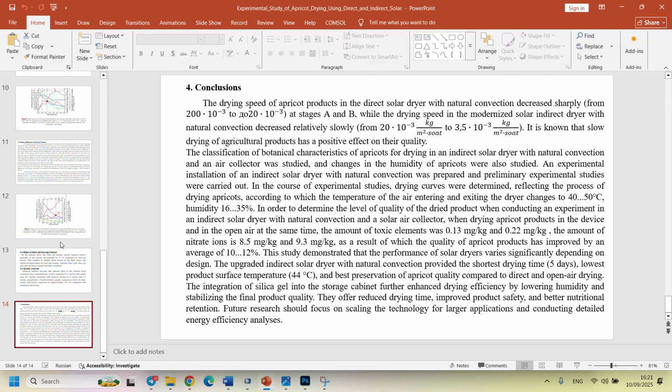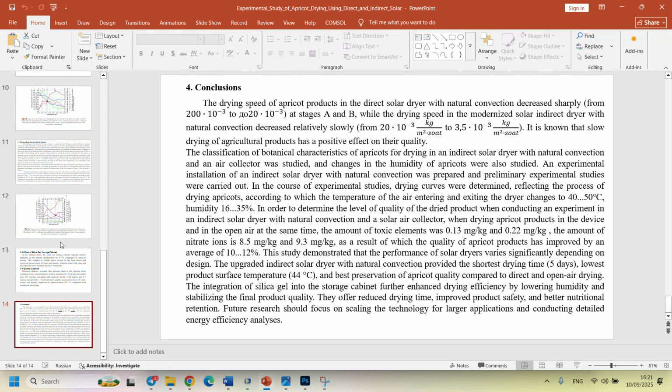The botanical characteristics of the apricot for drying in an indirect solar dryer with natural convection and an air collector were studied, and changes in the humidity of the apricot were also studied. In the course of the experimental study, drying curves were determined, reflecting the process of drying apricots, according to which the temperature of the air entering and exiting the dryer changes from 40 to 50 degrees C. Humidity 16 to 35 percent.